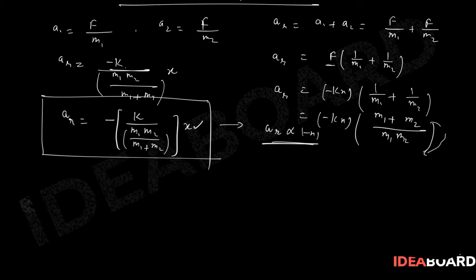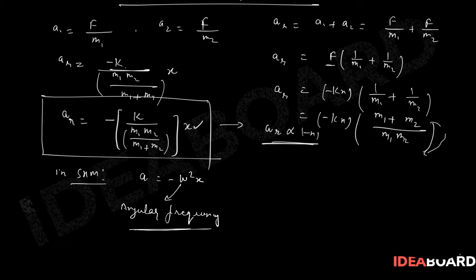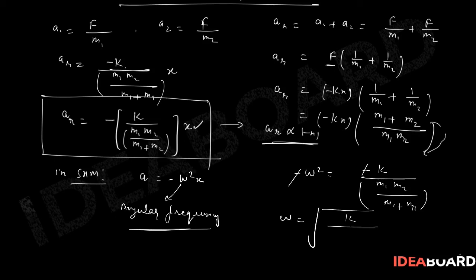So in SHM, A will be given as minus omega square x, where omega is the angular frequency, and of course this was one of the tasks, to calculate the angular frequency. So minus omega square is nothing else but minus k upon m1 m2 upon m1 plus m2 on comparison. So this is cancelled out. So omega is equal to under root of k by m1 m2 upon m1 plus m2, right?